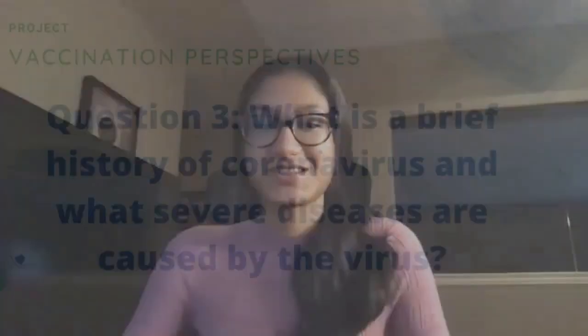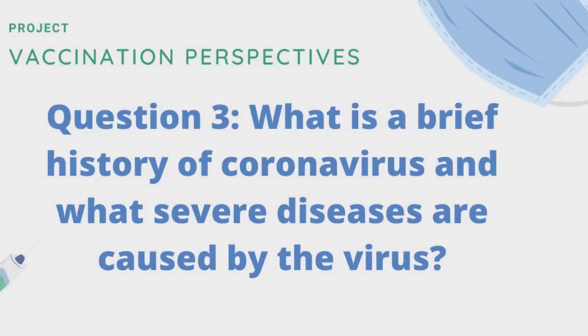So just for us to get some background, what is a brief history of the coronavirus and what severe diseases are actually caused by the virus? Okay. So there are, including SARS-CoV-2, 7 different coronaviruses that infect humans that we know of.